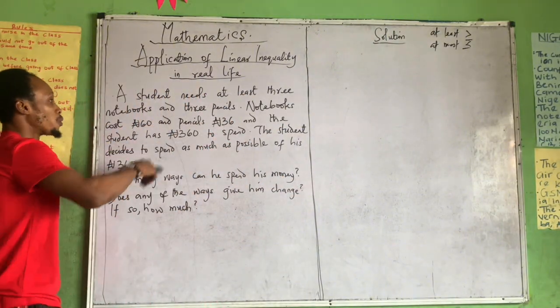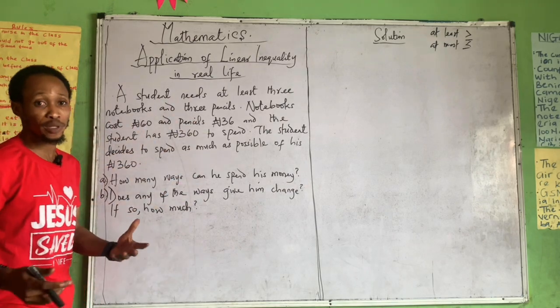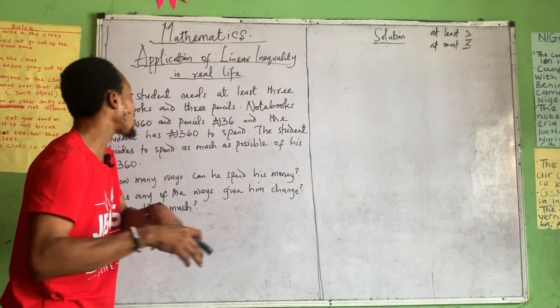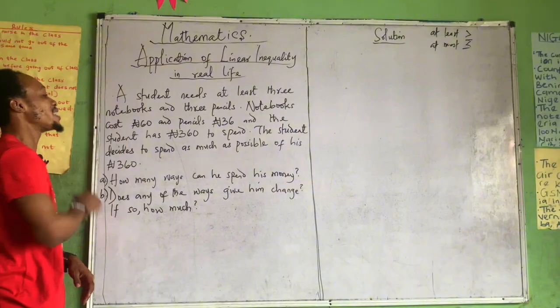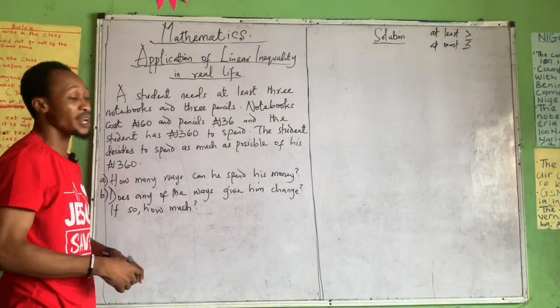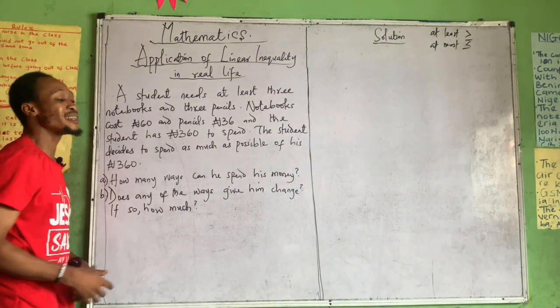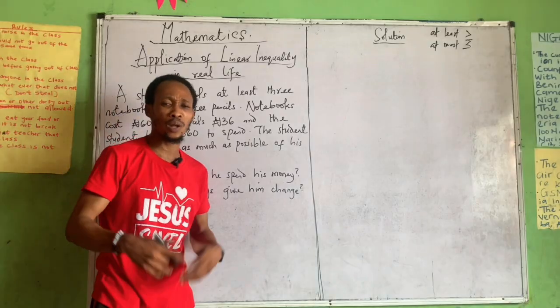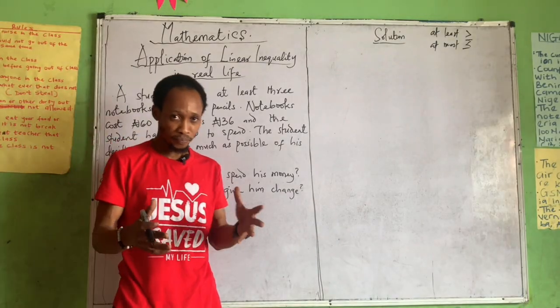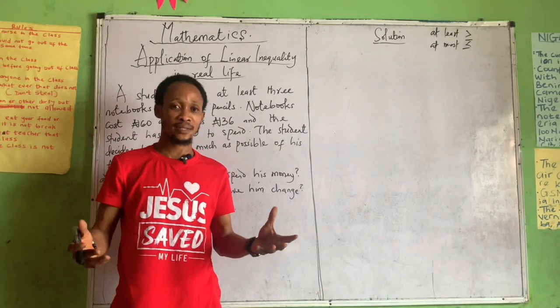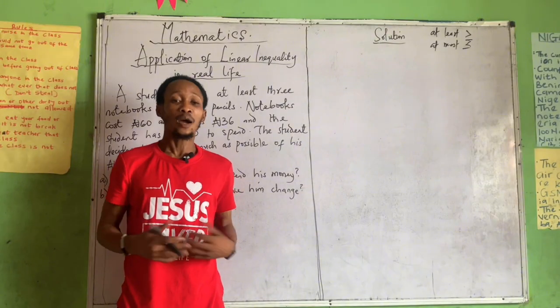Now let's continue. So he needs at least 3 notebooks and 3 pencils. So it does not need anything lesser than that. So notebooks cost 60 naira and pencils 36 naira. And the student has 360 naira. Let me ask you the question. When we say the student has 360 naira, is it at most or at least? Let me give you 1 second. Okay, it is at most.